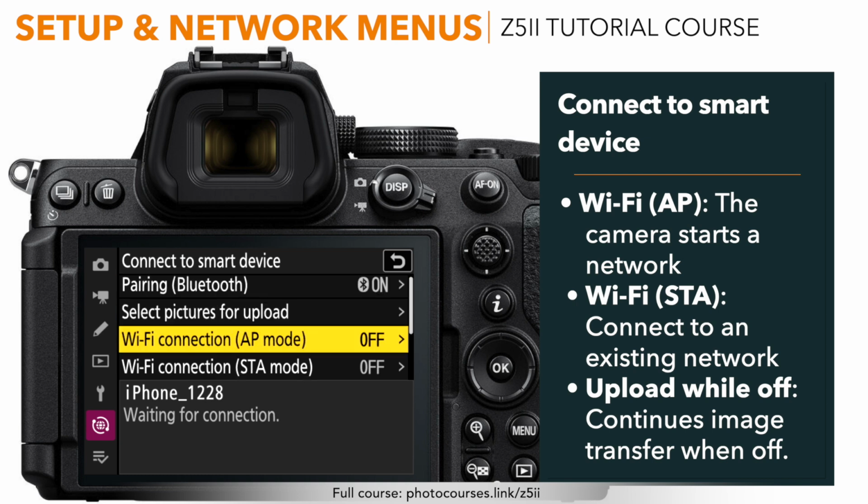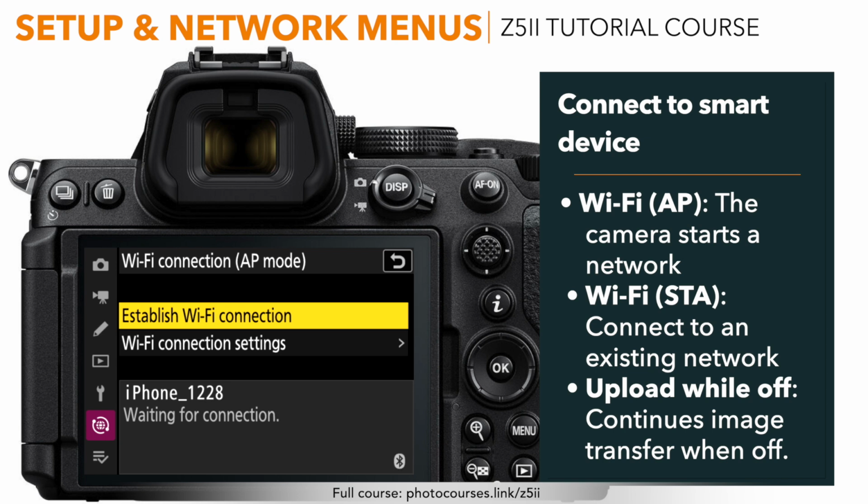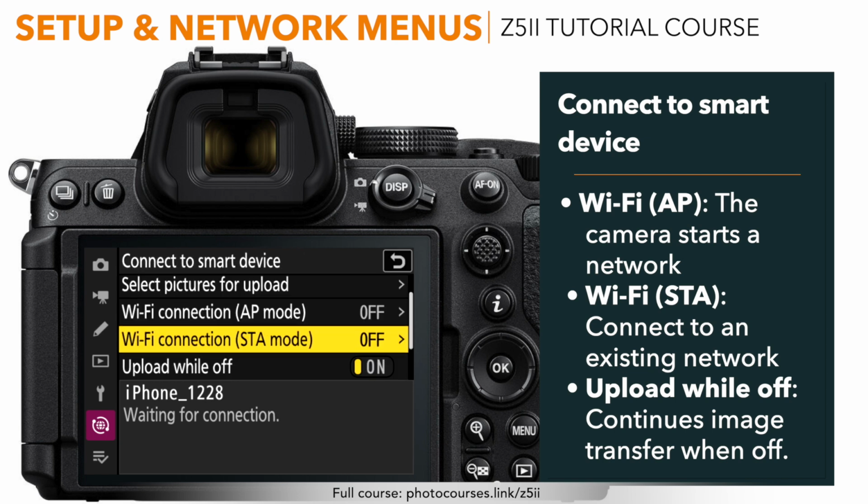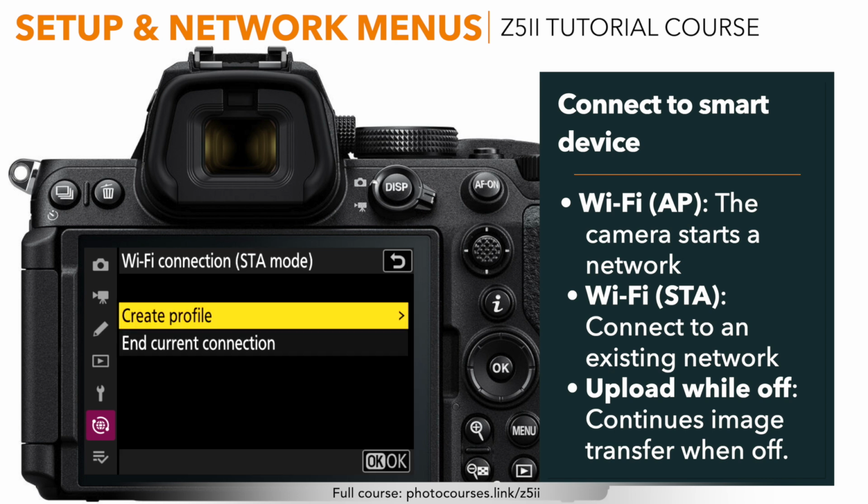There are two options for Wi-Fi connection. AP mode is when you want to start a Wi-Fi network using the camera to connect other devices to the camera. So the camera becomes the Wi-Fi point, and you will connect other devices to that with the provided SSID and password. And you can change those in Wi-Fi connection settings. Make sure that you close the connection when not in use, because this is really going to drain your battery power. The Wi-Fi station mode is what you want to use to connect the camera to an existing Wi-Fi network. You can create various profiles to save those for different locations.